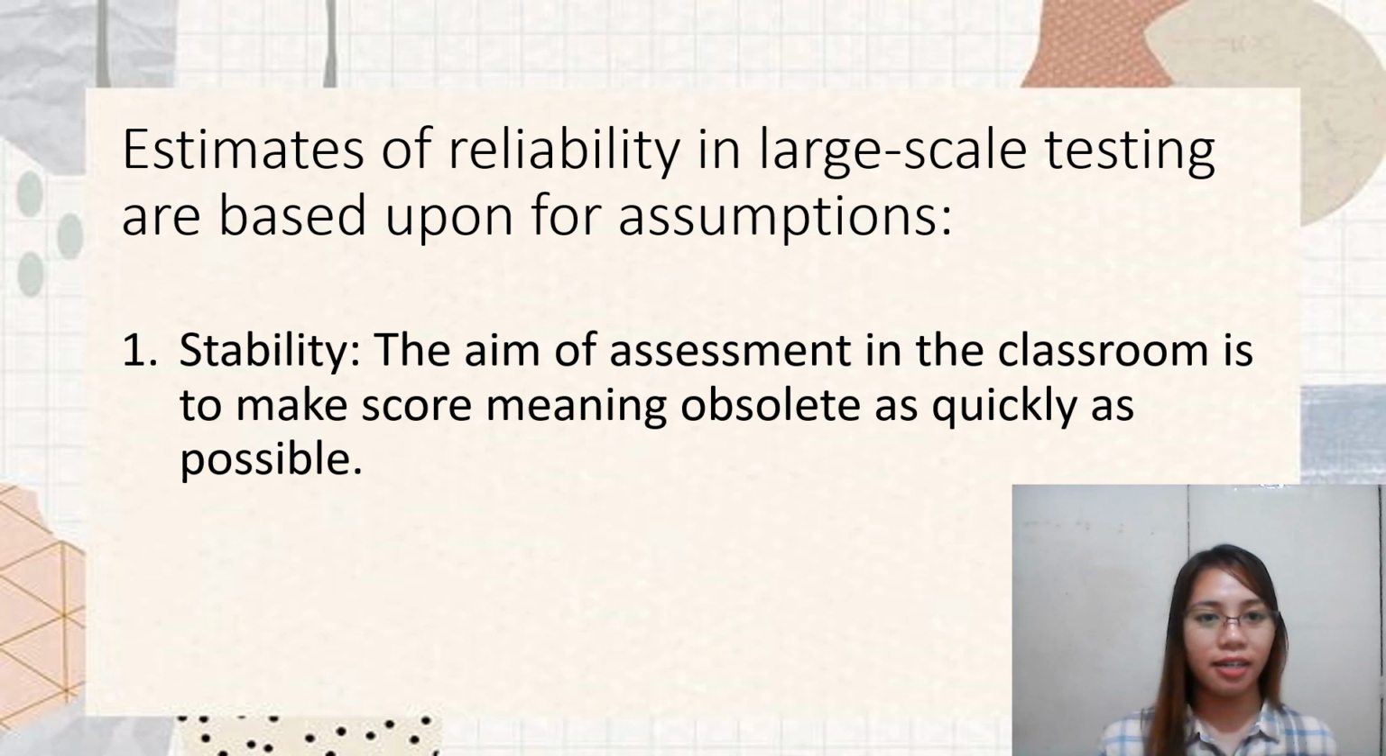And now we have estimates of reliability in large-scale testing, which are based upon four assumptions. The first one is stability. So the aim of assessment in the classroom is to make score meaning obsolete as quickly as possible. While in a stable environment, test takers' abilities are expected to be relatively constant over short time periods. So in a classroom setting, learners' abilities are expected to fluctuate as new material is introduced and ongoing evaluation informs instruction.